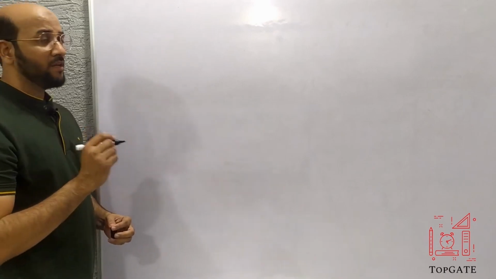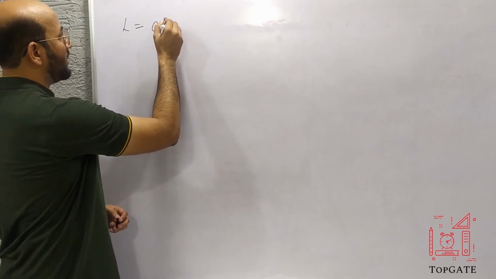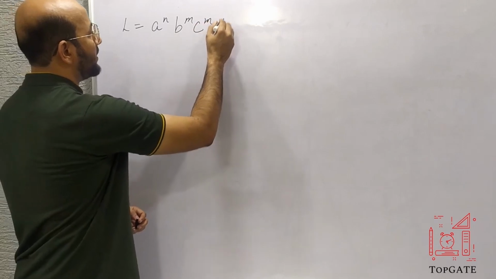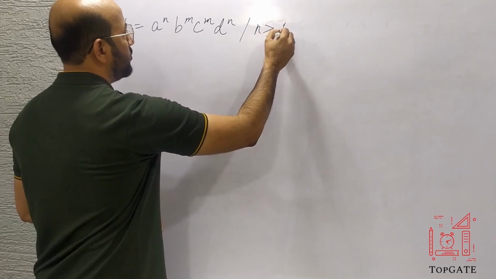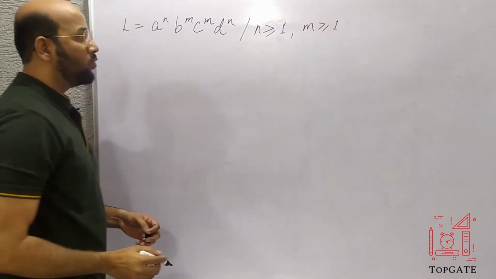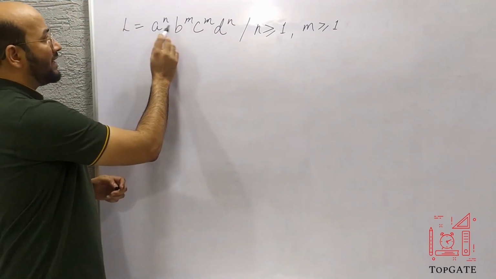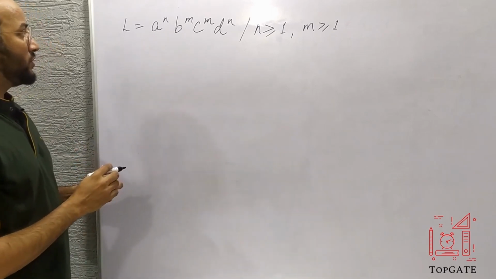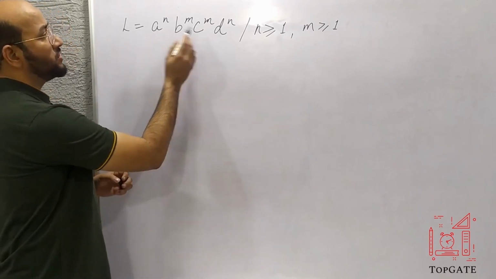We have to design a PDA for the language L equal to a to the power n, b to the power m, c to the power m and d to the power n, where n is greater than or equal to 1 and m is also greater than or equal to 1. These values are independent of each other, that is, n and m are not necessarily equal. So in this one, the a's and d's should be equal, and the b's and c's should be equal.